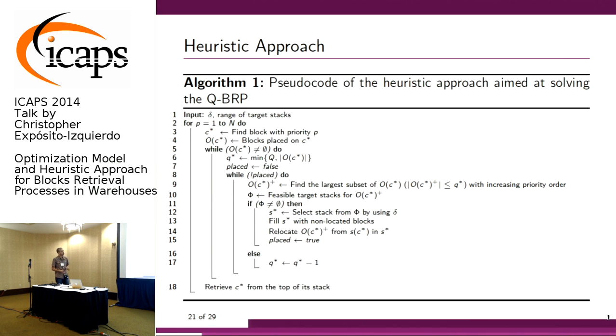So this is the pseudocode of our heuristic. We iterate over each priority of the blocks. At each step, we find the block with the highest priority currently placed in the bay. We identify those blocks placed on that block. And for this set of blocks, we try to determine the largest subset of blocks that have increasing priority order, in such a way that we try to move those blocks to other target stacks with the aim of building well-located blocks in the bay. And finally, we can retrieve in that step the block with the highest priority.